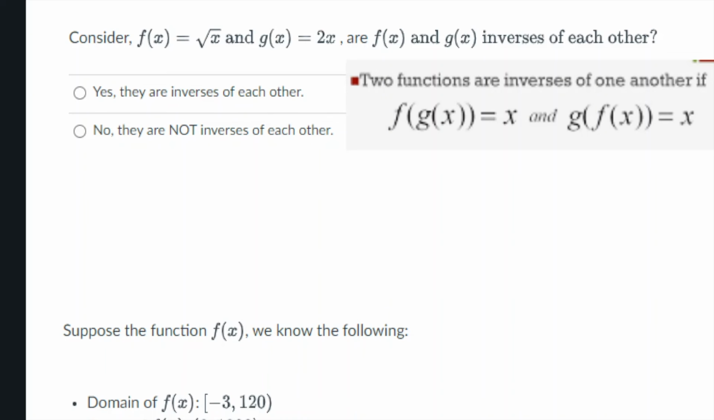So next up it says consider this function square root of x and 2x. Are they inverses of each other? Remember, if you want to check that two things are inverses, you just do f of g of x and g of f of x. Make sure to do both. It's not enough to do just one.